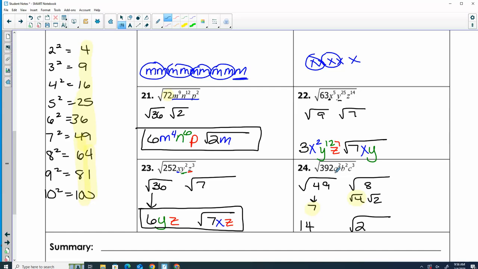Alright, now my variables. If I have 2 a's, that can make 1 group of 2, no leftovers because it was even. If I have 2 b's, that can make 1 group of 2. Again, it's even, so no leftovers. 2 divided by 2 is just 1. But with my c's, if you do 3 divided by 2, you get a 1.5. So there's 1 that comes out and 1 that's left because it's an odd power.